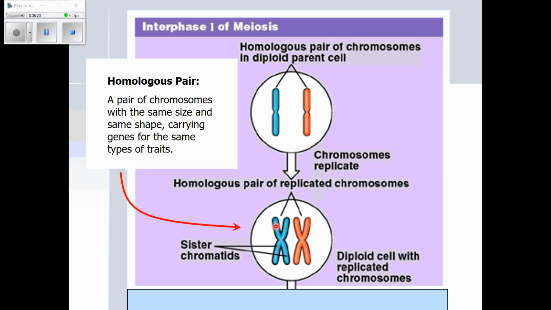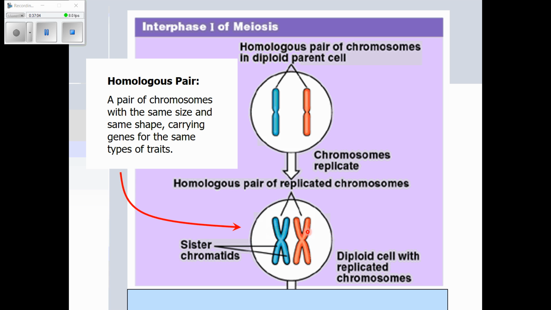So if this chromosome has a gene for being tall, the other chromosome will also carry a height gene. It might not be the gene for tall, it might be the gene for short. If this chromosome carries the gene for brown eyes, this chromosome will also carry an eye color gene. It won't necessarily be the same gene. It might be the gene for blue eyes or green eyes. So these two chromosomes are not genetically identical. I repeat, these homologous chromosomes are not genetically identical.